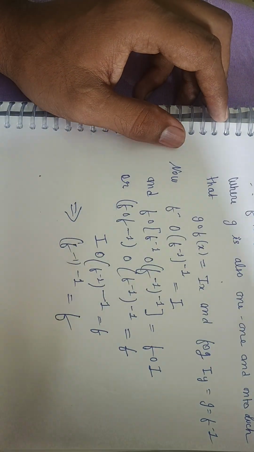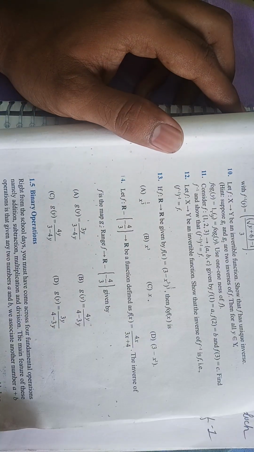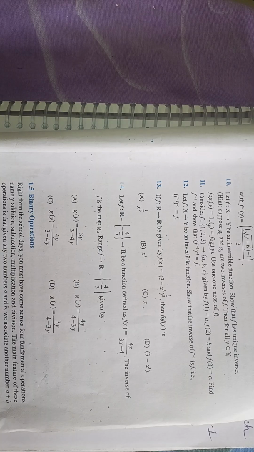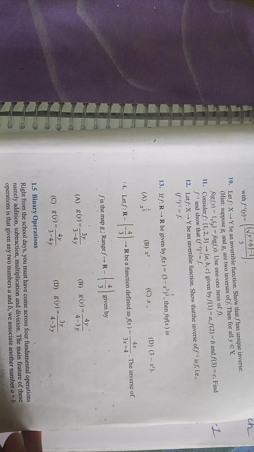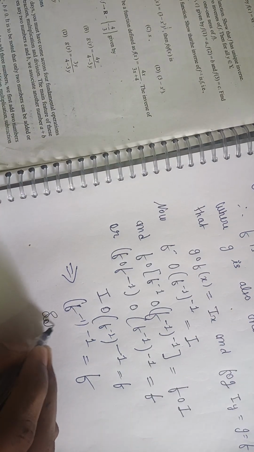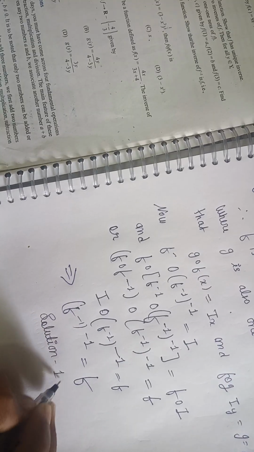Now we are going to move on to question number 13. Question number 13 says that if f from R to R is given by f(x) = (3 - x cube) whole power 1/3, then f of f(x) is equal to. Options are: a) x to the power 1/3, b) x cube, c) x, d) 3 - x cube. And the solution of question number 13.